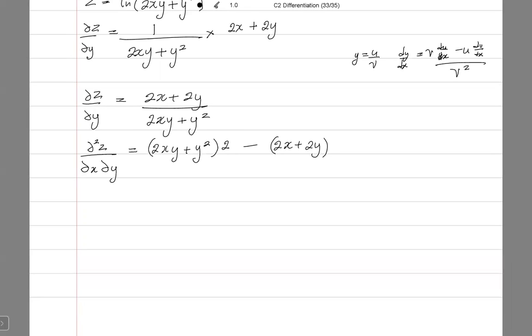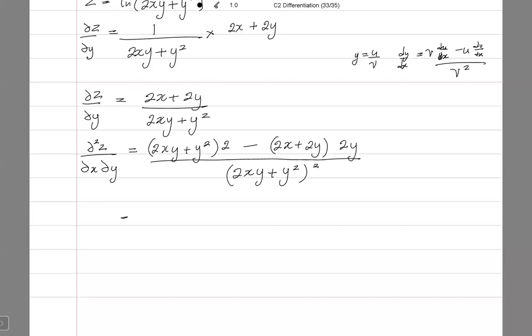So if I differentiate v, the denominator, partially with respect to x, I'm going to get 2y. And this is all over v squared, and v squared is 2xy plus y squared, all squared.